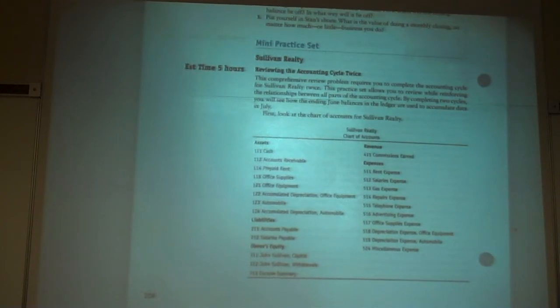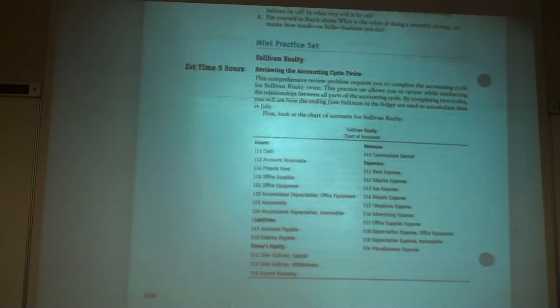I like to give you things ahead of time so that you can plan when you need to work on it. Right? It's not due for a while. You don't have to have it finished by Thursday. You don't have to have it finished by Tuesday of next week. Right? Let's look at your chart of accounts.